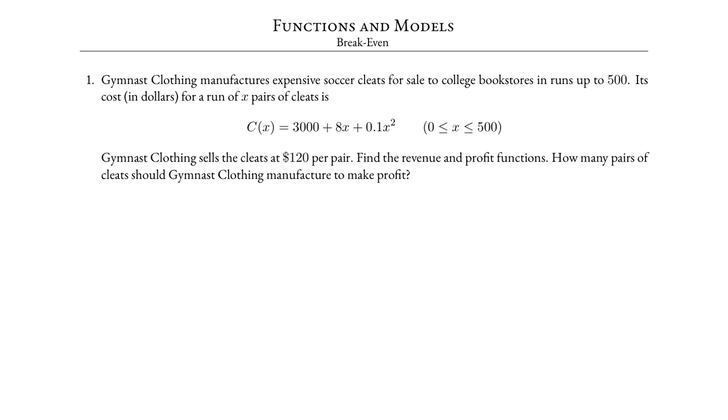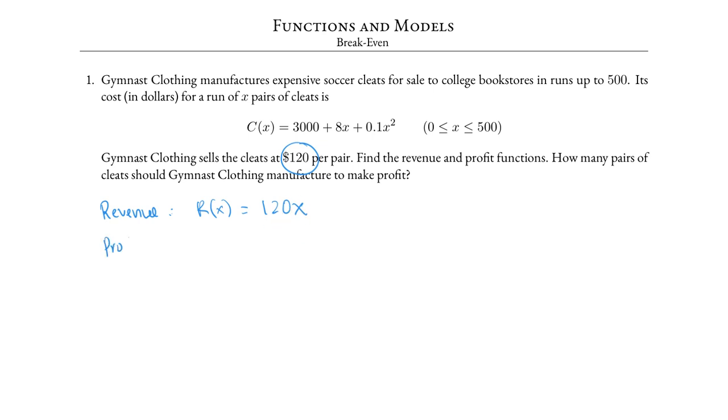First, the revenue. We know that revenue is the price times the quantity. In this case, if we were selling x items at $120 per item, an item being a pair here, then the revenue would simply be 120 times x. Notice that when x equals 0, the revenue is 0. When x equals 1 pair, the revenue is 120. When x equals 2, the revenue is 240, and so on.